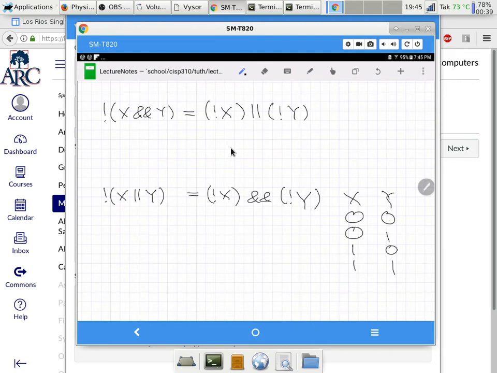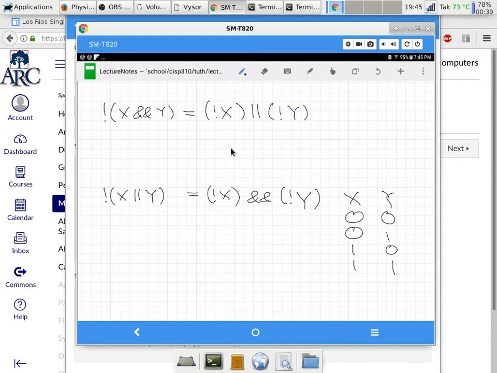These are the 4 possible ways to configure x and y because they're Boolean variables. And then what you do is you work out, what is the negation of x, what is the negation of y, what is the conjunction of those 2. You fill in this column.